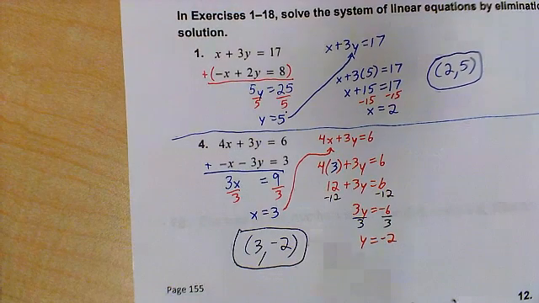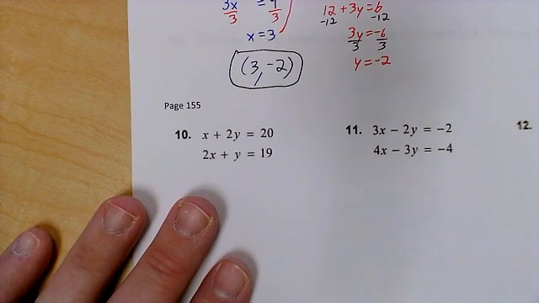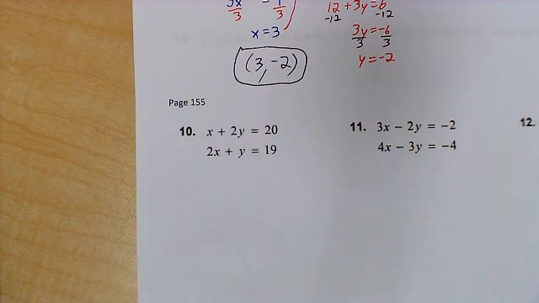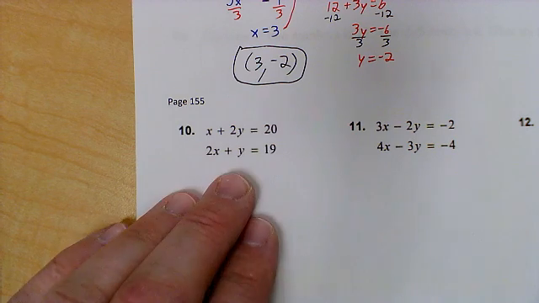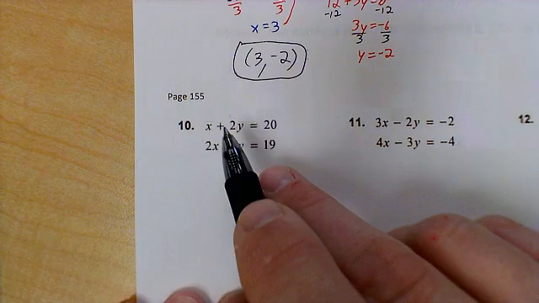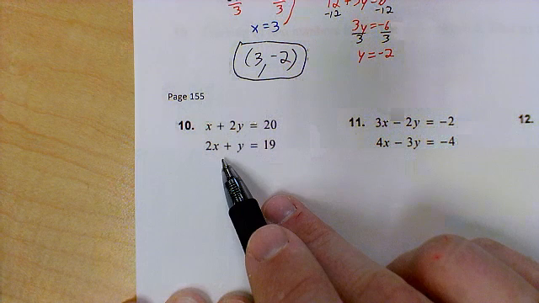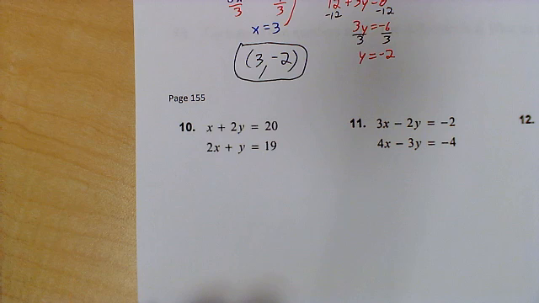All right, going on to page 155. What's going to happen sometimes is you have to multiply one of the equations in order to actually get something set up to cancel. So we're going to go ahead and take a look here at how to make that happen. I'm going to be looking at number 10 and number 11. Okay, so on number 10, what happens is when I'm looking at x and 2x, they will not cancel. 2y and y will not cancel. So I'm going to need to multiply one of the equations.